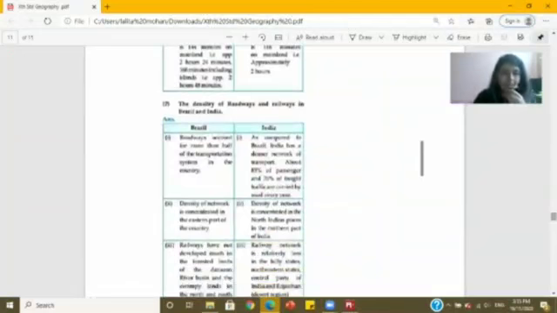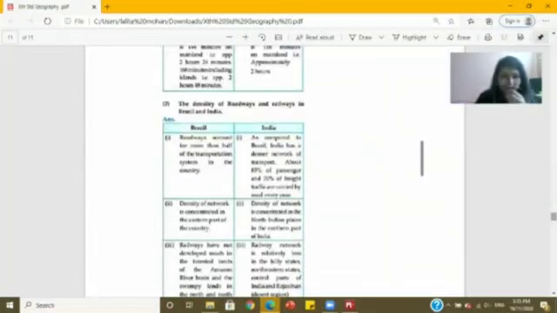Brazil, first point, roadways account for more than half of the transportation system in the country. First point, India, as compared to Brazil, India has a denser network of transport. About 85% of passenger and 70% of freight traffic are carried by road every year. Second point, density of network is concentrated in the eastern part of Brazil.